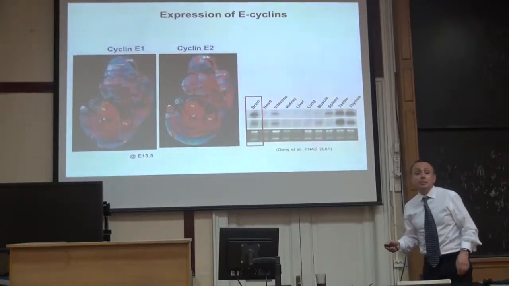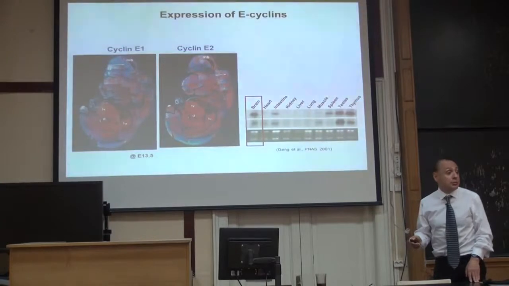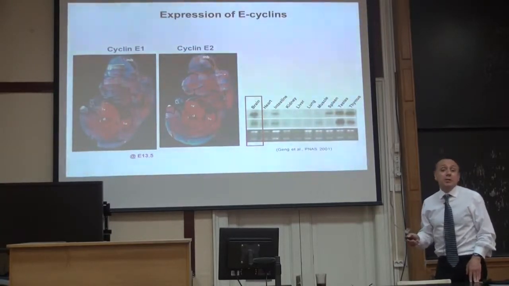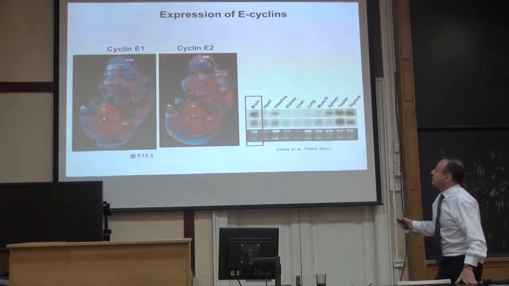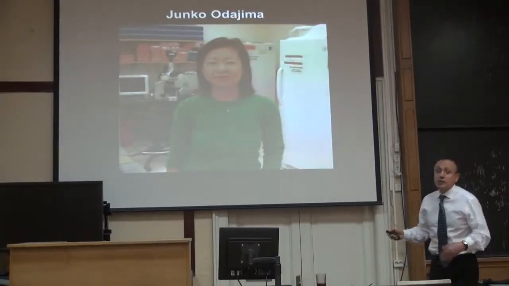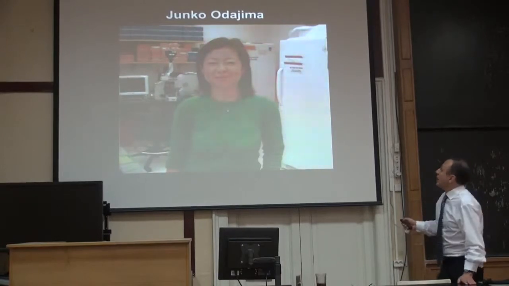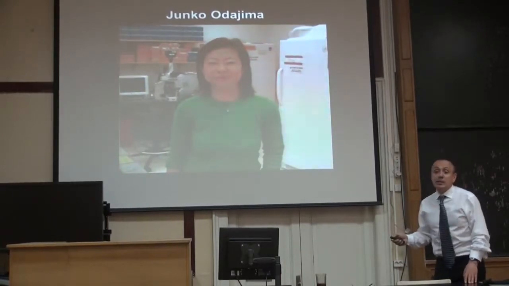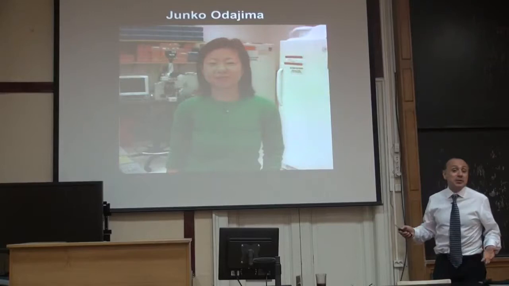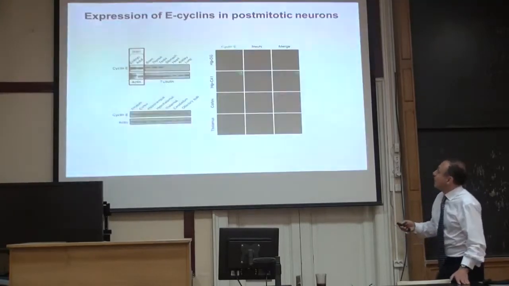Independently, the group of Miyamiya in Japan has shown the same thing, that in a quiescent brain there is a high level of cyclin E1. This is Junko Dajima. Junko Dajima comes from Japan. She came from Osaka. She was a postdoc in the lab, and she decided to try to solve this mystery: why there is a high level of cyclin E in the brain.